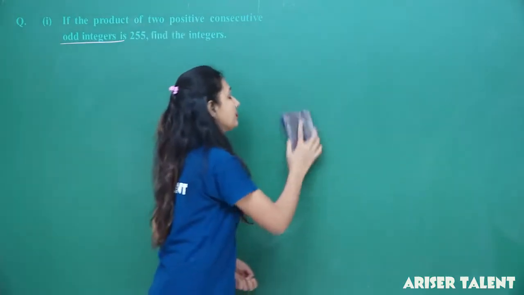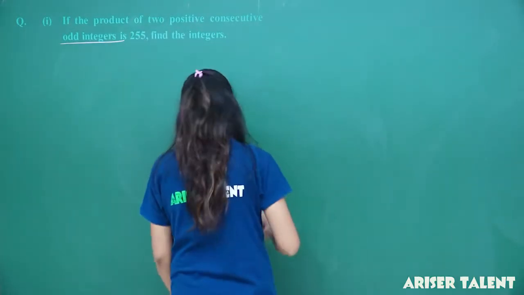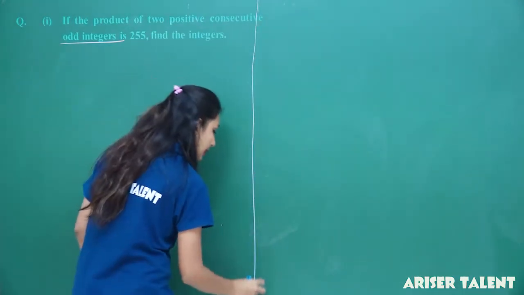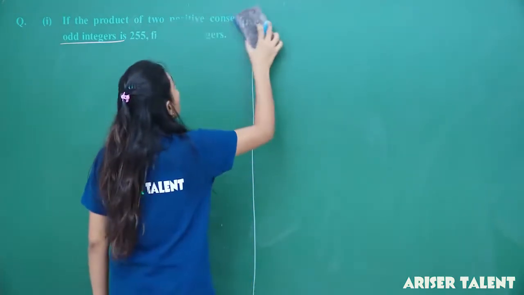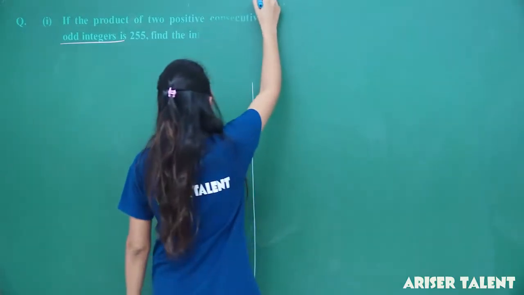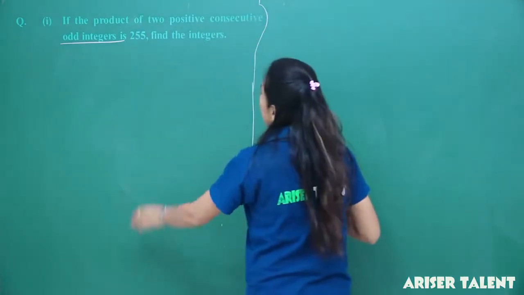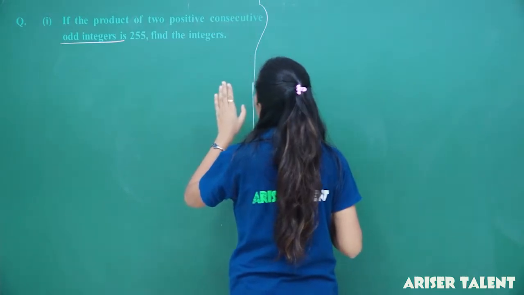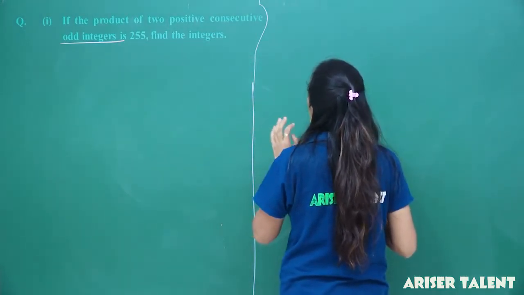works. Now I will start my question because I have understood what this question is trying to say. It says the product of two positive consecutive odd integers is 255.